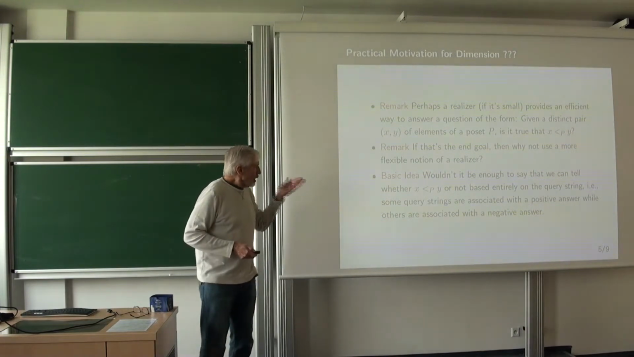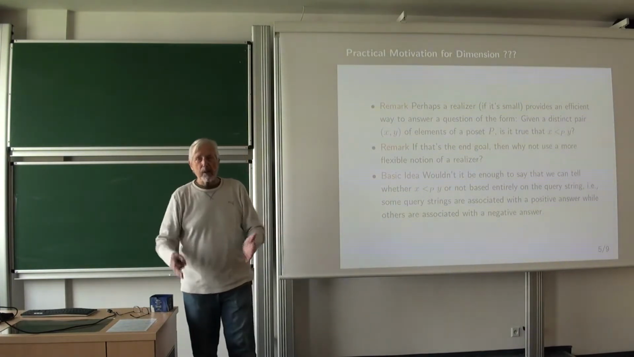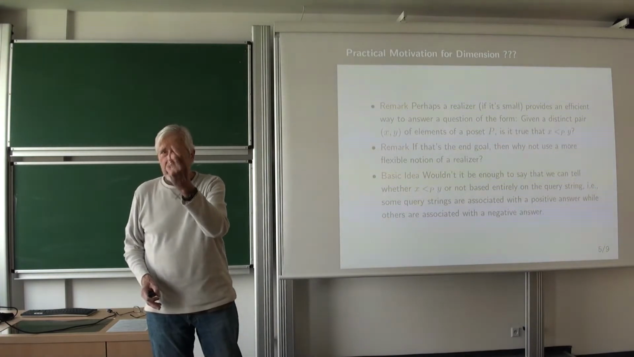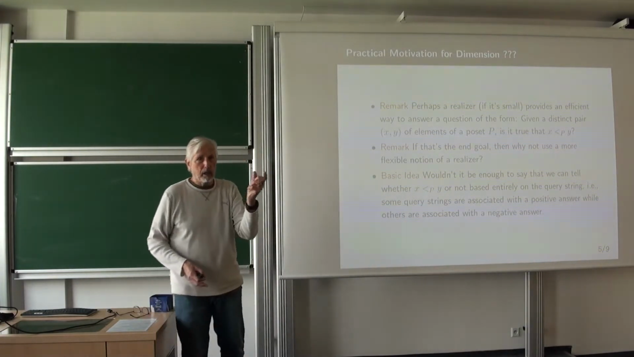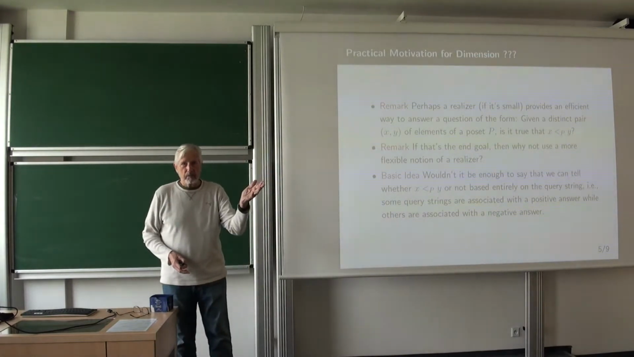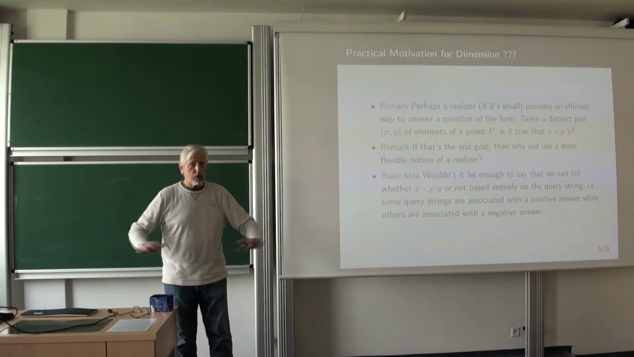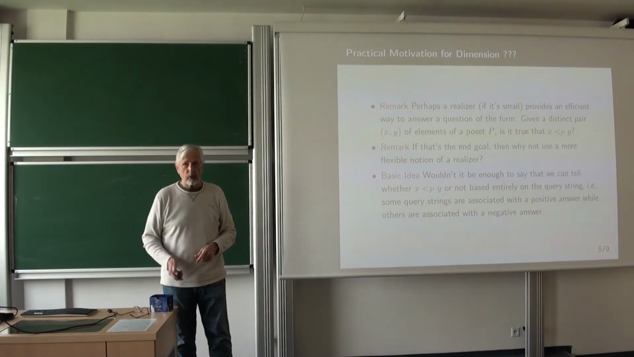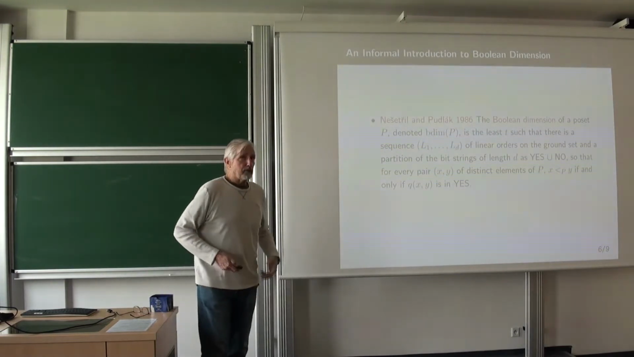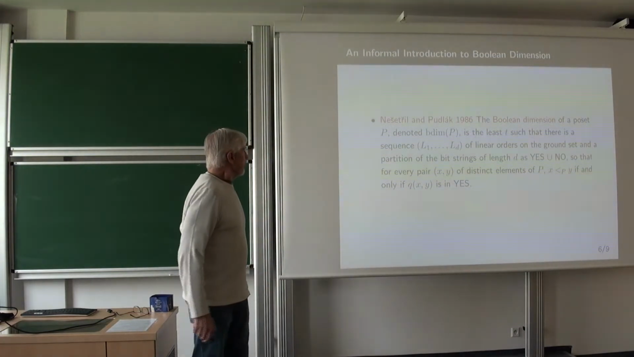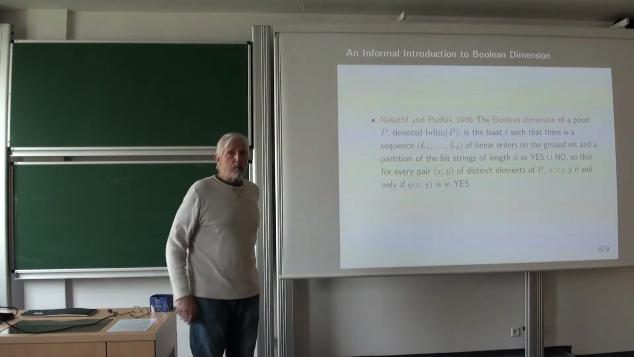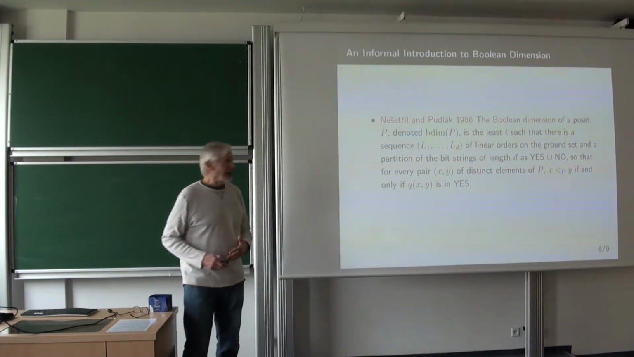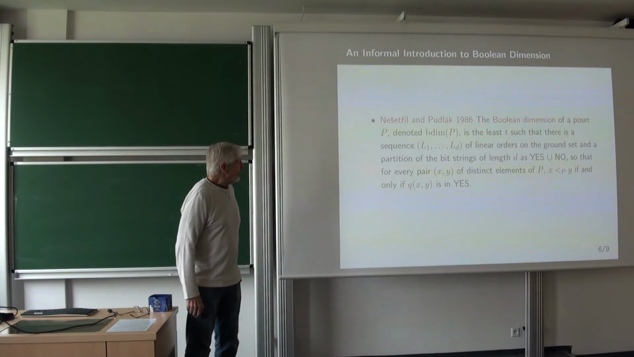So wouldn't it be enough if I could make up some linear orders so that, given a pair x, y, I could tell whether x is less than y just on the basis of the query string? Just give me the bit string. And based on that, I look at nothing else, no other side questions. Just on that query string, I say either yes, it's true, or no, it's not true. Okay, so now you have a definition, and this is due to Nesetril and Pudlak originally. Nesetril told me about this a couple of years before this and tried to get me interested in it, but I had no feel for it. So I didn't think much about it.